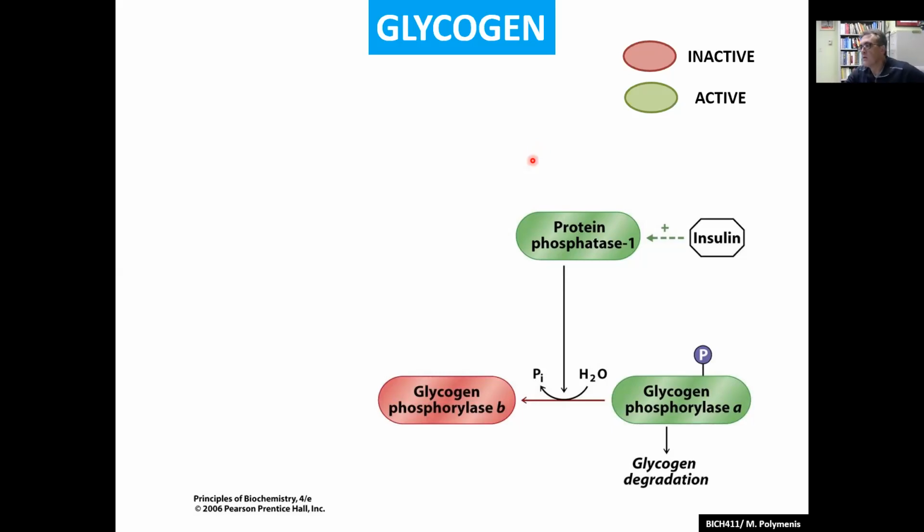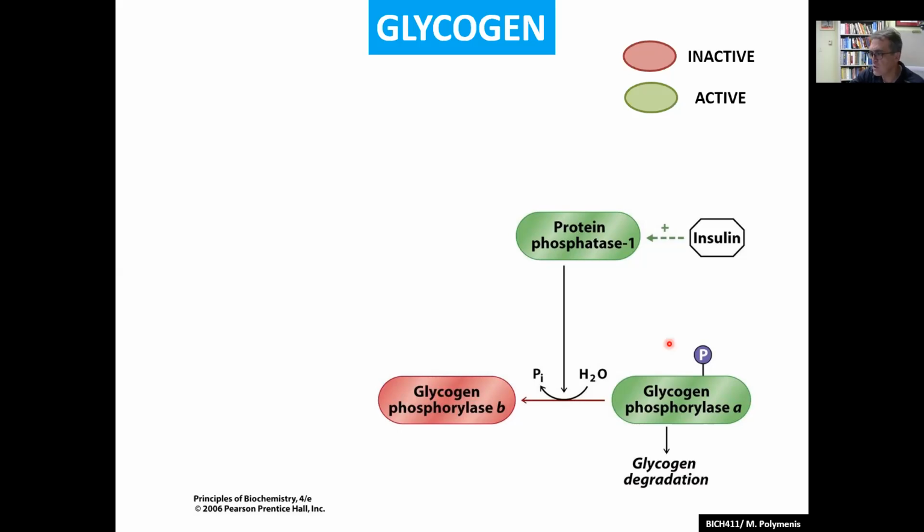Still, through protein phosphatase 1, it removes another phosphorylation. But here, the phosphorylation is on glycogen phosphorylase, which is the enzyme that catalyzes the phosphorolysis of glycogen and the breakdown of glycogen. When this enzyme is phosphorylated, it is actually active. If it is not phosphorylated, it is inactive. So what you really see here are the different effects of phosphorylation.